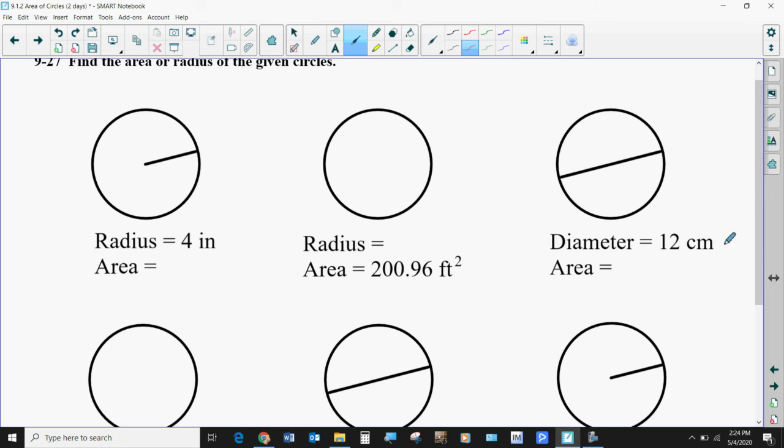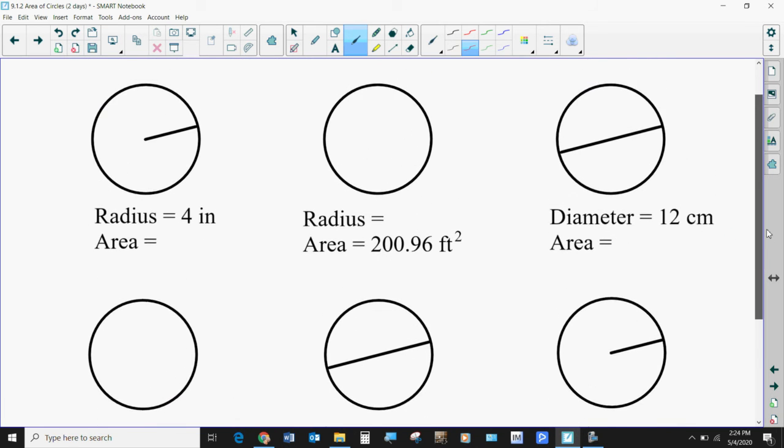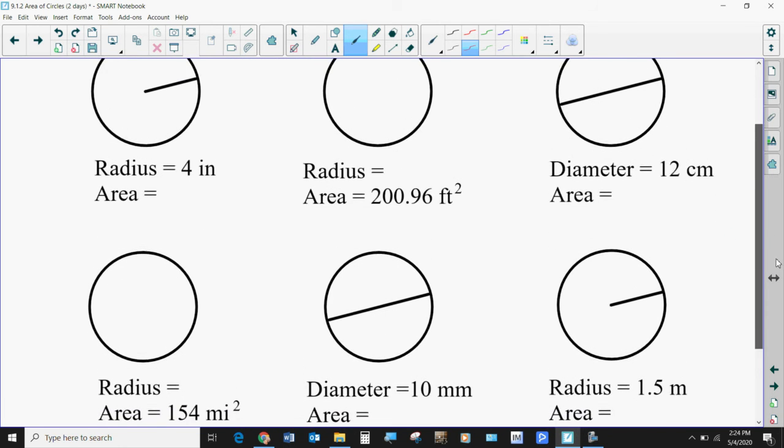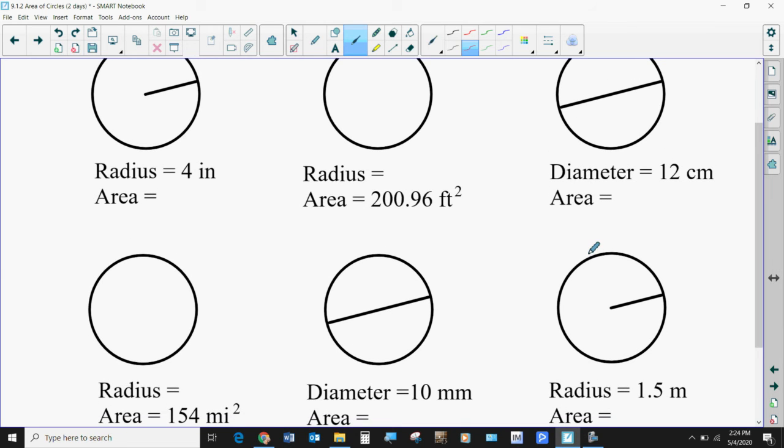So what I'd like for you to do is copy down some circles. Don't worry about drawing them perfectly. And I would like for you to write down for each one of these circles the given piece of information, whether it's the radius, whether it's the diameter, or whether it's the area. And I want you to find the missing piece of information. In this case, we want you to find the missing area. In this case, figure out what the radius must have been if the area was 200.96. And I'm pretty sure I used 3.14 for pi on this. So go ahead and just use that.